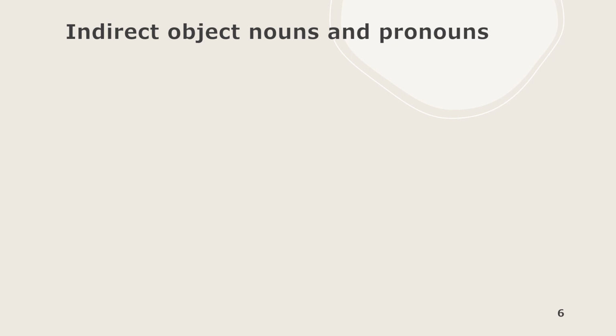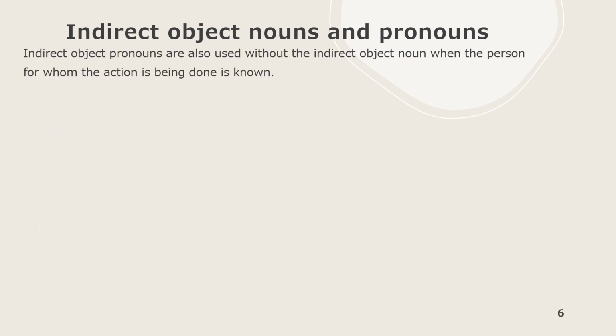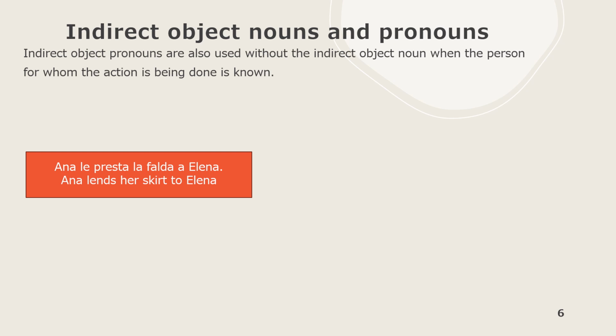Something you have to keep in mind, guys, when you use indirect object nouns and pronouns, is that the indirect object pronouns are also used without the indirect object nouns when the person for whom the action is being done is known. Okay, when you know to whom, you don't need to mention that person. So let's see the example.